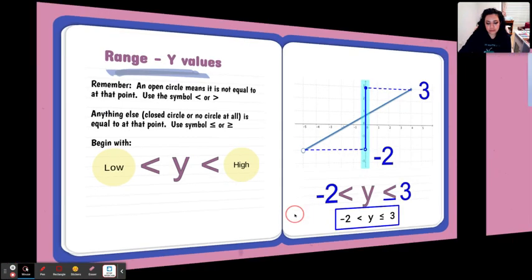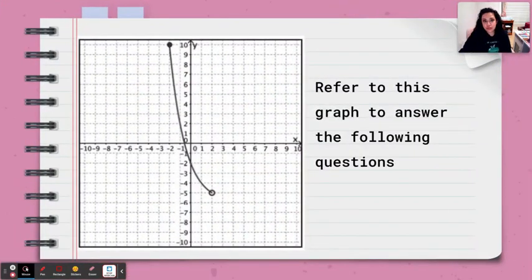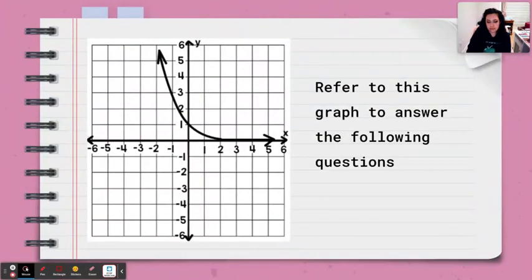All right, here's one for you to try on your own. You want to find the range. Look for your low point, then look for your high point. All right, here's a bonus question. Try this range on your own.